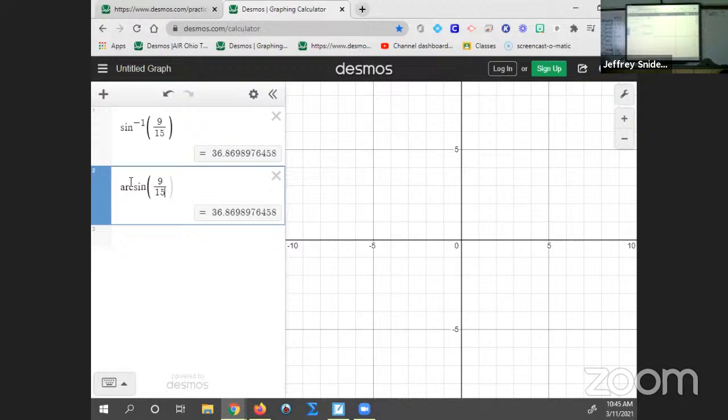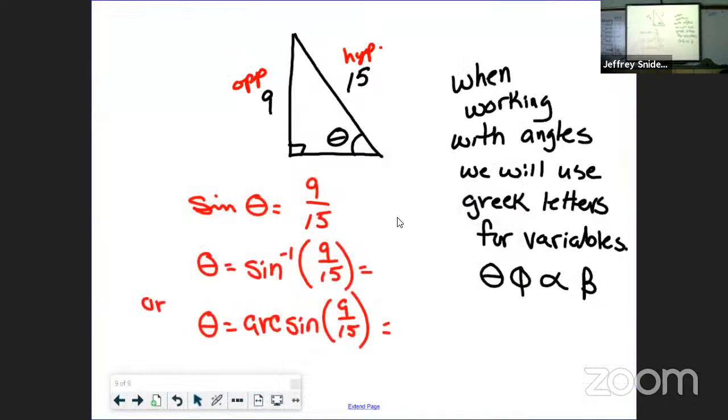So where you choose to do this is completely up to you. So there would be 36.87 if I'm rounding to the nearest hundredths. 36.87.